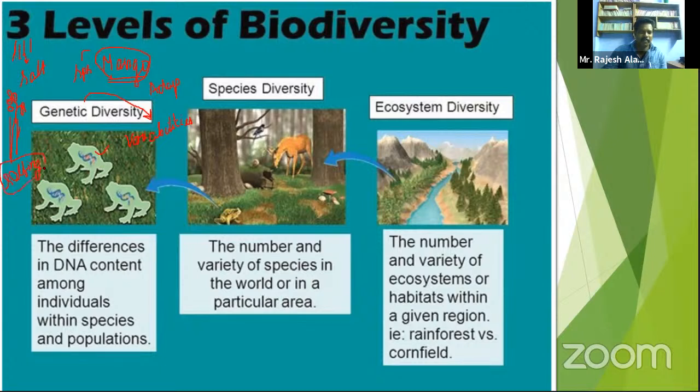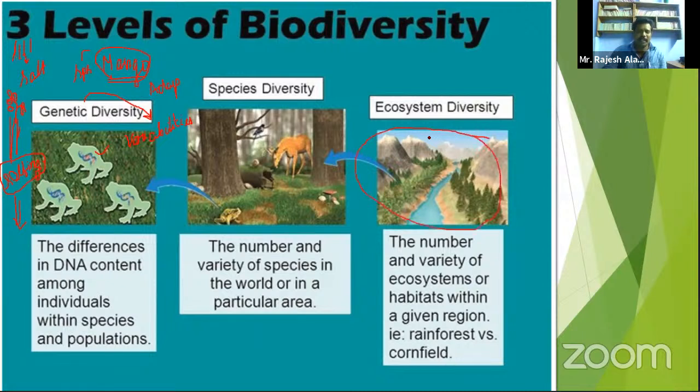Interbreeding means between two paddy species, but I expect this saline resistant character, so I will go for inbreeding, selfing. At last, I can develop some variety which is suitable for saline resistance. So genetic variation is the basic level of variation. Then there is species variation, variation between species, and ecosystem variation, which is the total variation present in the ecosystem.